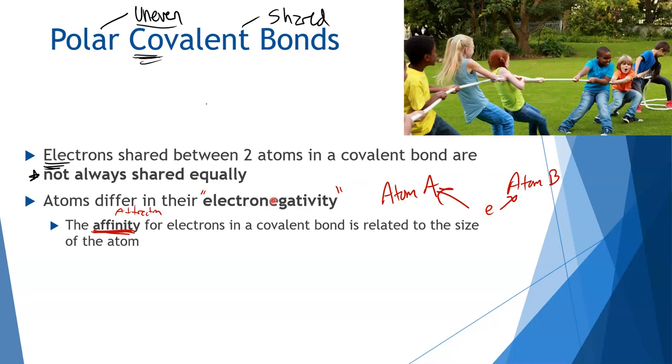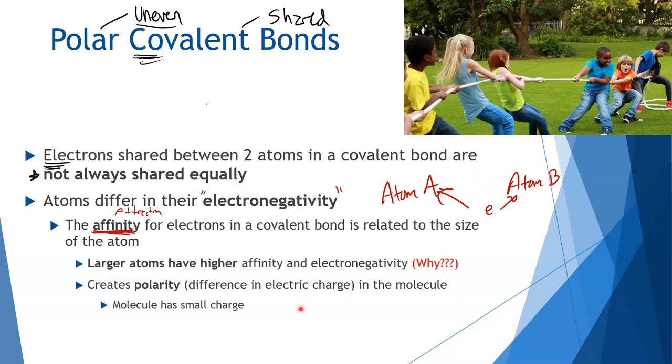So again, electronegativity is the affinity an atom has for electrons. How much is it trying to say, instead of us sharing this equally, come over to this side? Larger atoms have a higher affinity and higher electronegativity. The reason why larger atoms have a higher affinity and electronegativity is you have to think about some basic principles.